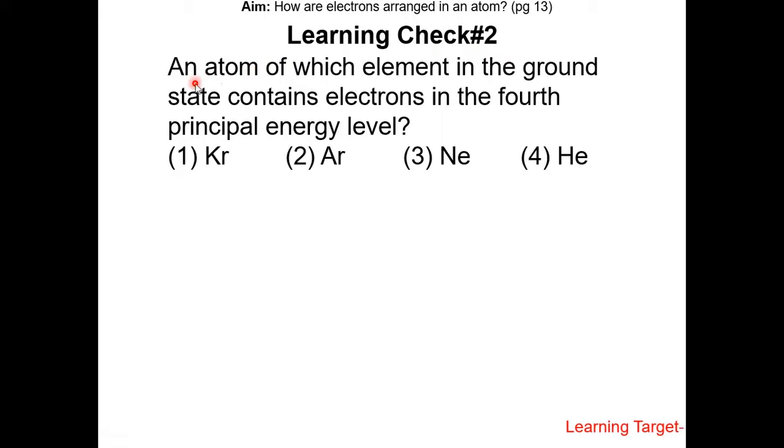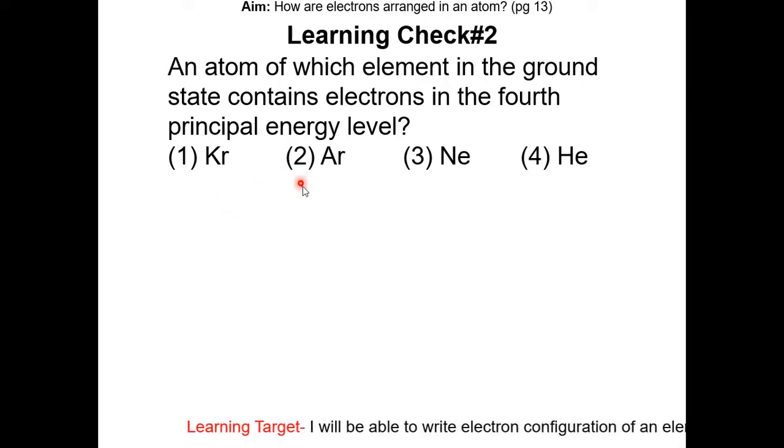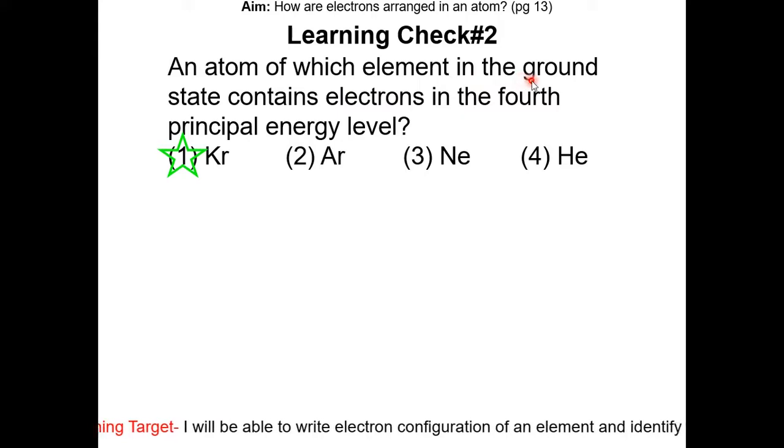Learning check number 2. An atom of which element in the ground state contains electrons in the 4th principal energy level? So try to do this yourself, pause the video and resume once you're done. Okay, so here's the answer. The answer is 1. You did not need to know what a ground state is to answer this question. If you look at the periodic table for krypton, it has an electron in the 4th energy level.